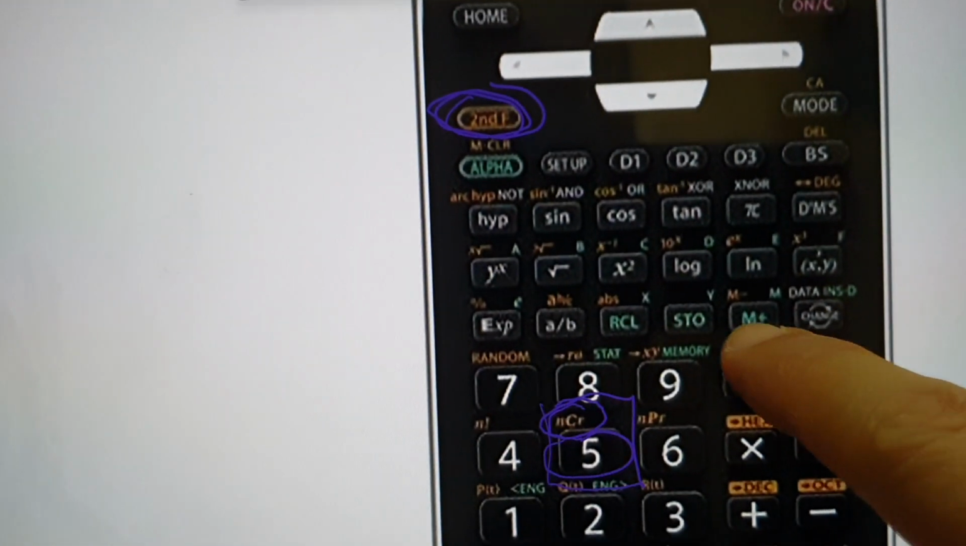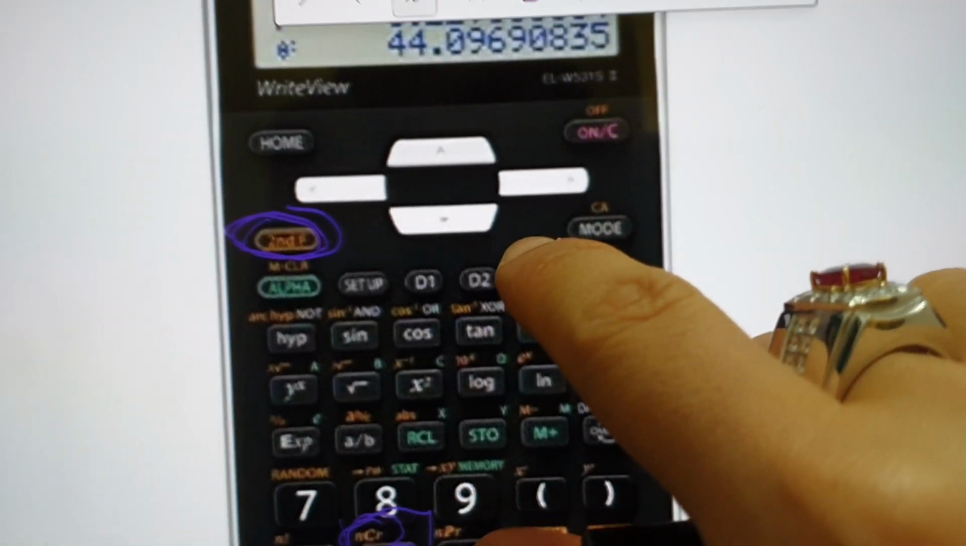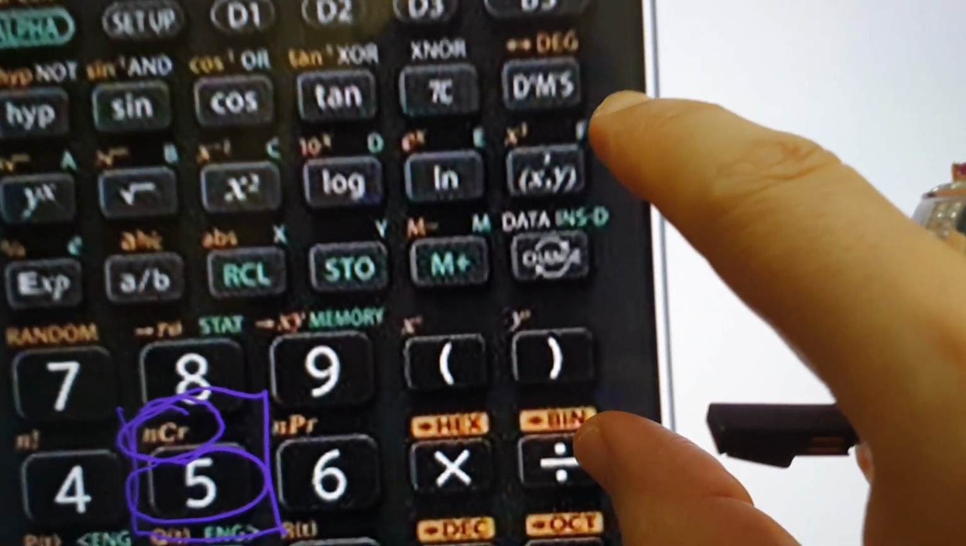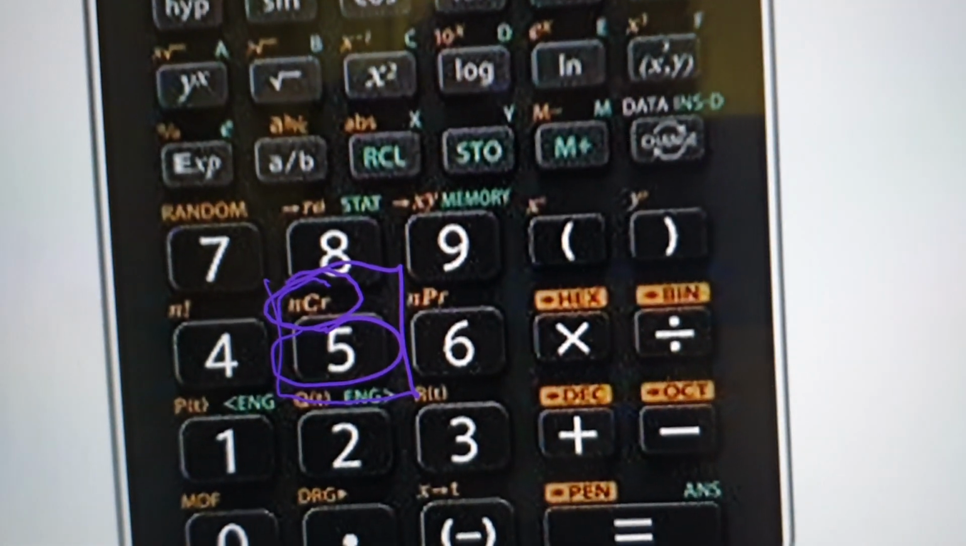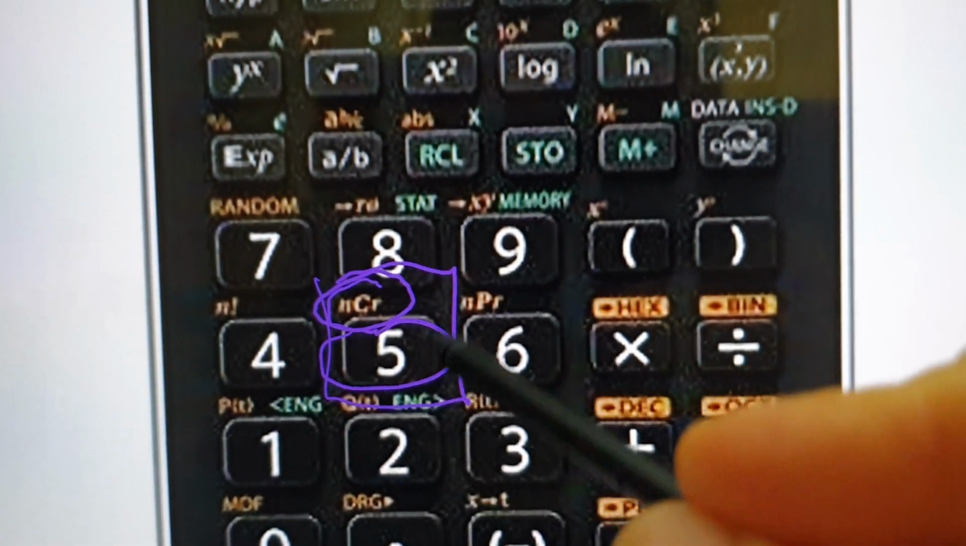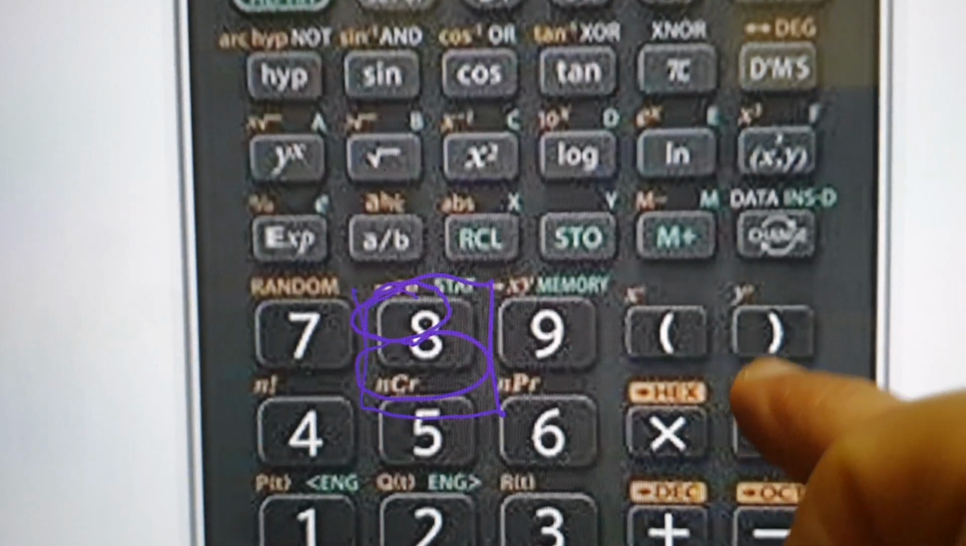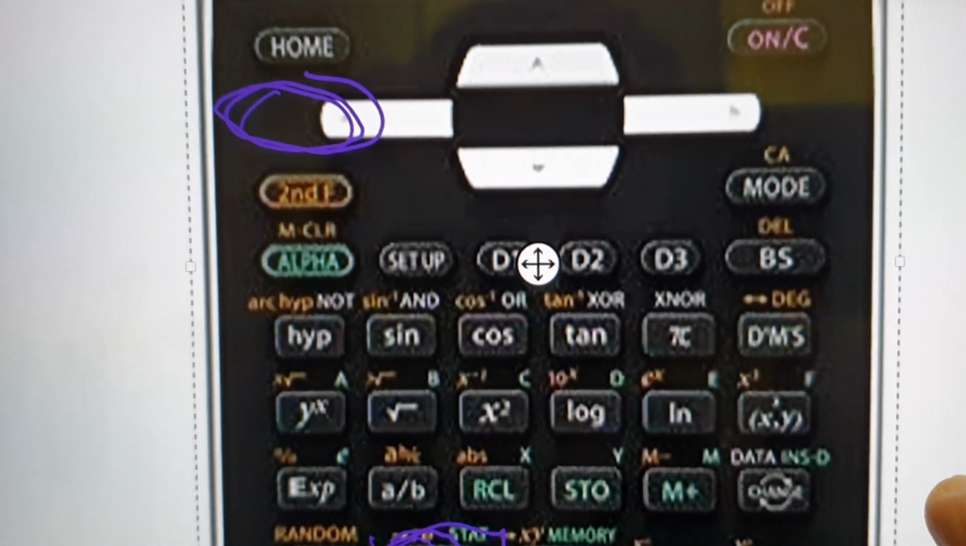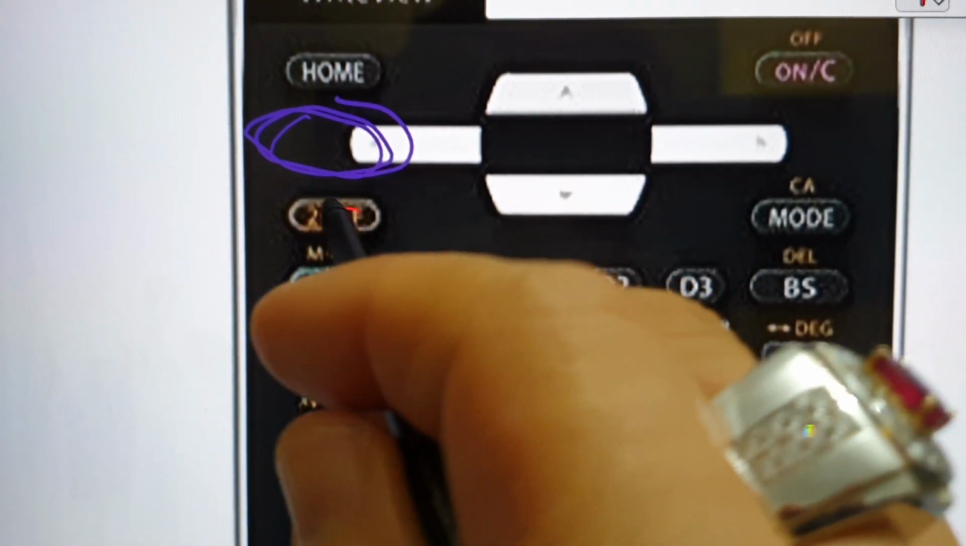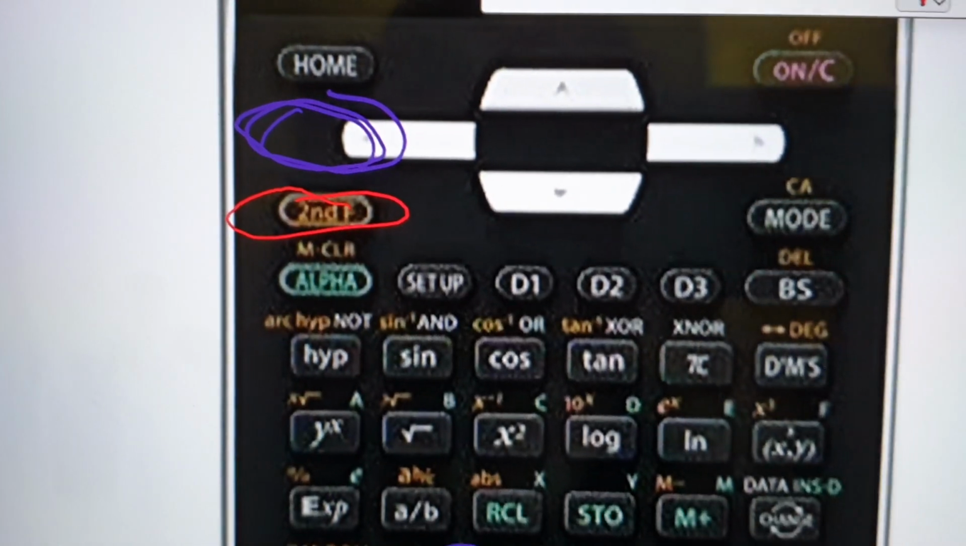Now those who are not using Casio, you are using Sharp, then it is this number 5 here. And same thing to activate this number 5, the orange color one, you have to use this second F here. Alright.